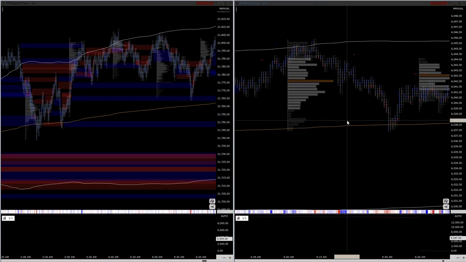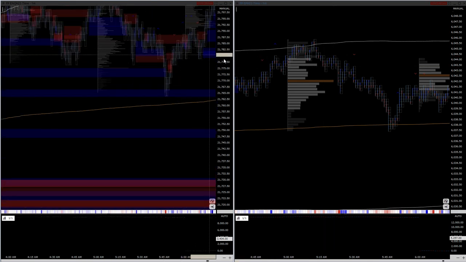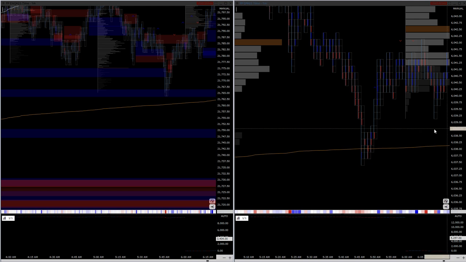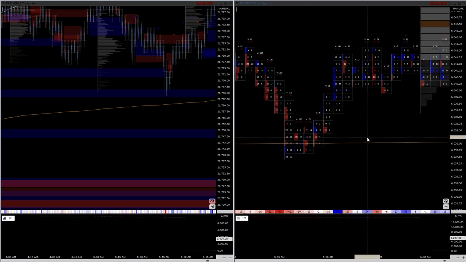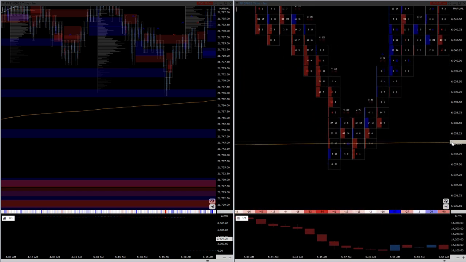Alright, so in this video I'm gonna go over the footprint. I'm gonna show you the stages of absorption. Exhaustion's a little hard to see on the footprint, but it's not impossible, it's just hard to see. But it's easier on CVD, which will be another video.